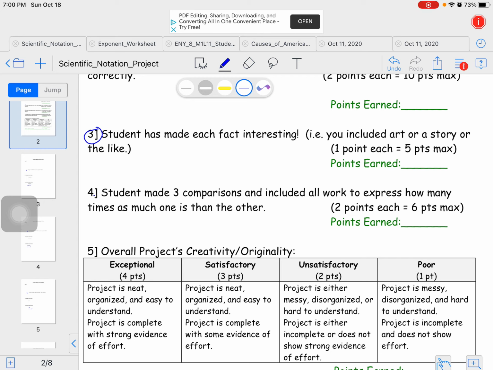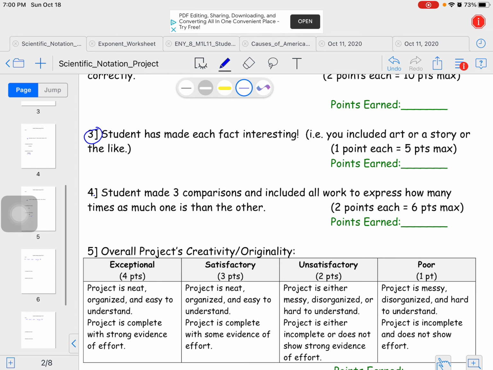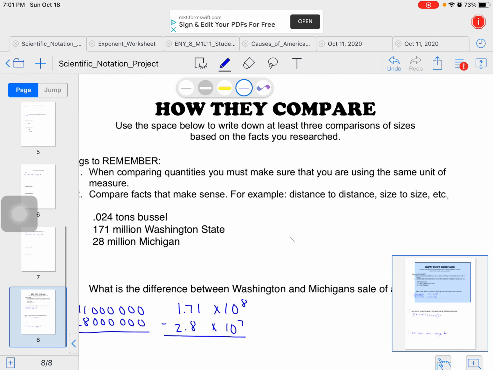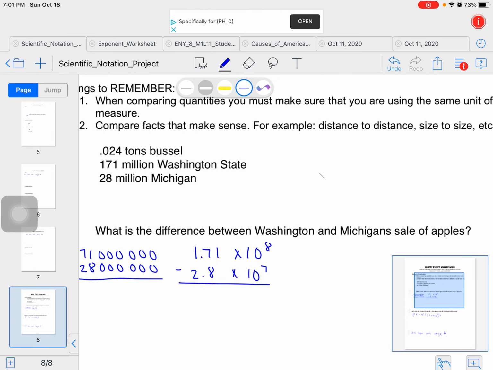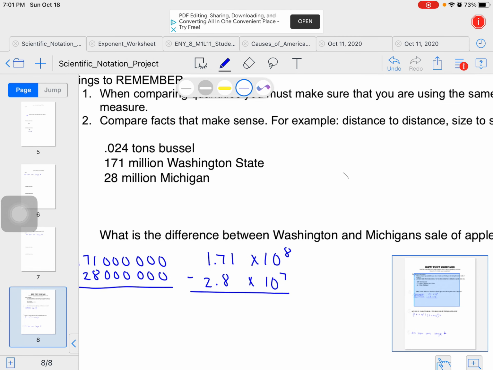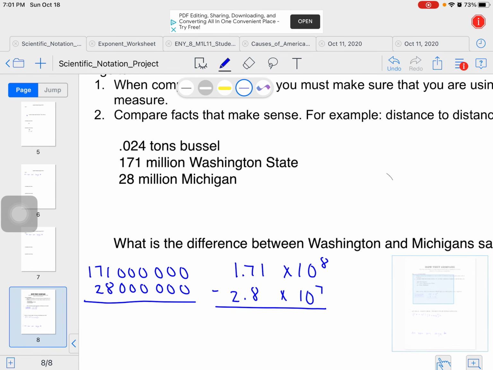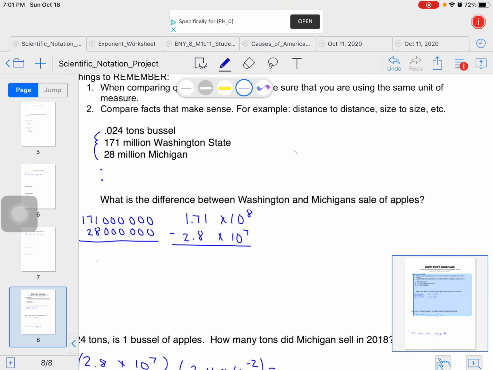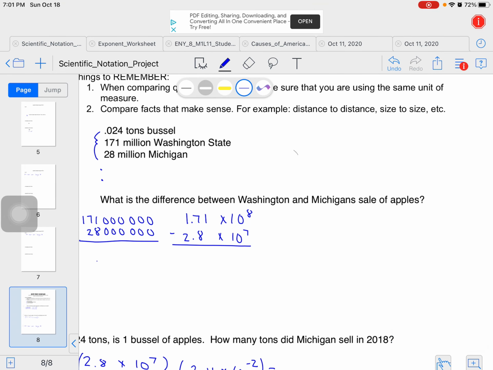In step 4, I'm going to look at page 8, and here I am comparing my facts. I typed them here so that they were at my quick reference. You will have 2 additional facts on your own, or again, you don't have to use my topic of apples. I thought, wouldn't it be cool to compare the top selling state of apples to Michigan's?